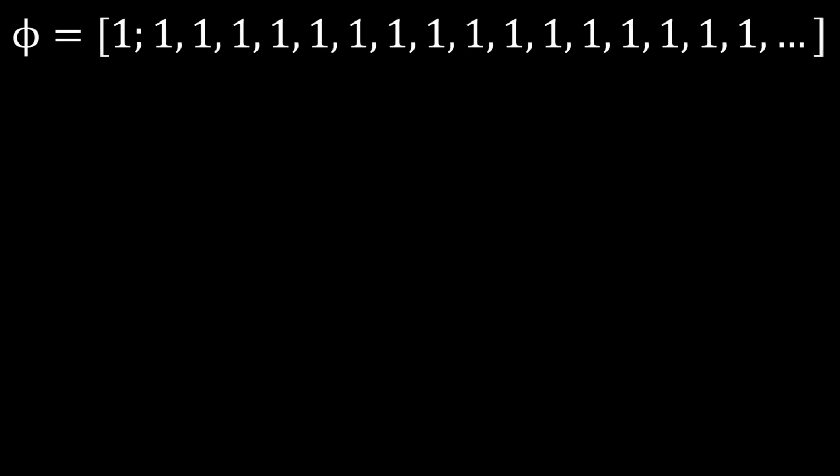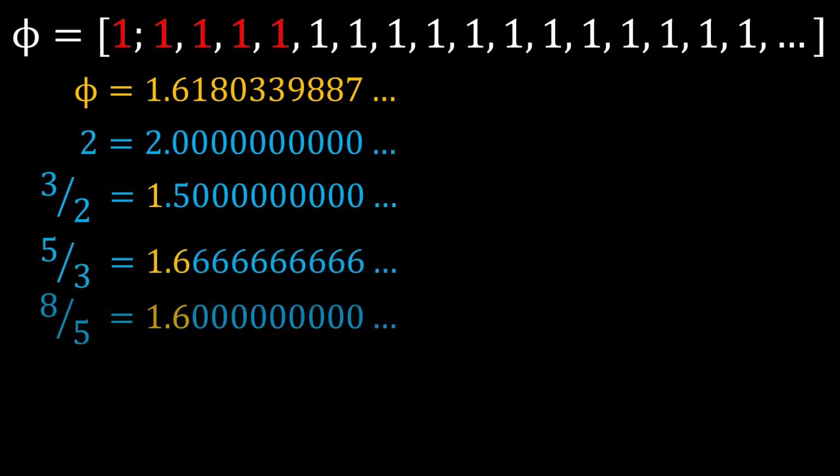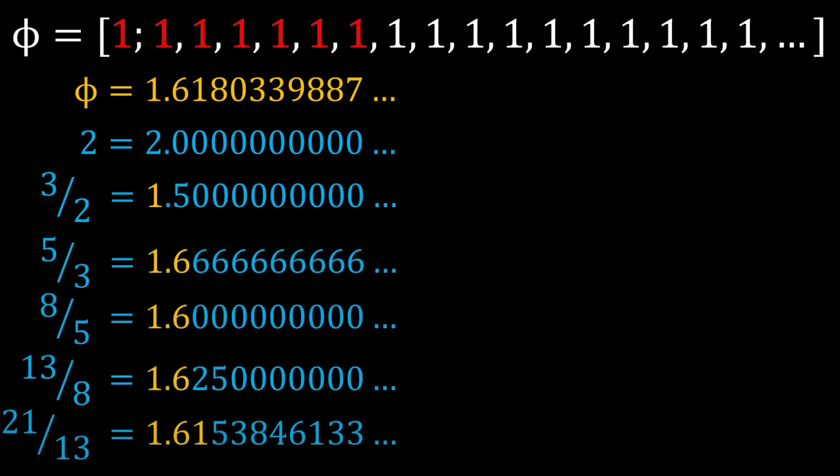We'll represent this in linear form like we did with pi. Now let's see what happens when we find the convergents of this continued fraction. The first 2 terms give 2, which honestly isn't that great of an approximation. The first 3 terms give 1.5, also not great. And as we keep going, we see that none of these convergents are doing that great of a job for their size.